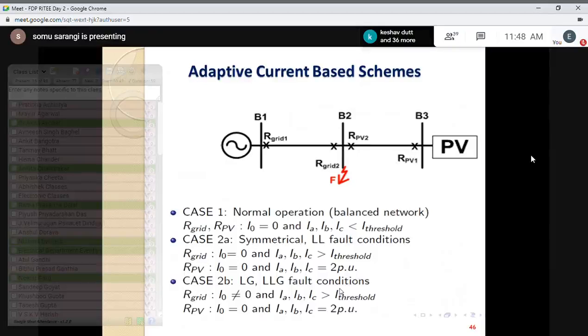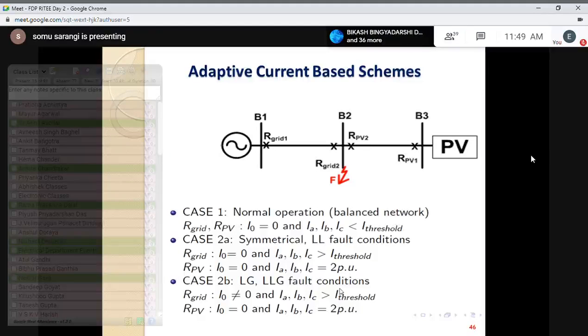So we have the normal operation. Basically, we know that PV always operates in such a way that the negative sequence current will be equal to zero, so it provides zero sequence current, which is zero. So if the grid is not connected and the power is coming from the PV, then the fault current fed from the PV will not have the zero sequence current. So if this zero sequence current I0 is zero and IA, IB, IC are less than the I threshold, then it is a balanced network and we can consider there is no fault in our system.